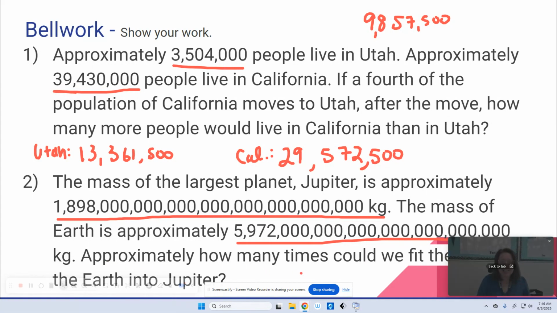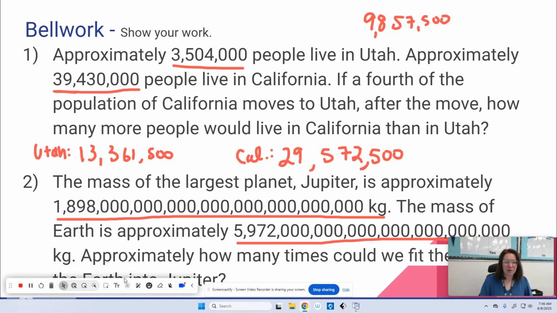Approximately how many times would we fit the Earth into Jupiter? So like we got Jupiter, and then we got the Earth. Woohoo! How many times? So it's kind of like I'm taking Jupiter and splitting it up into chunks that are the size of the Earth.